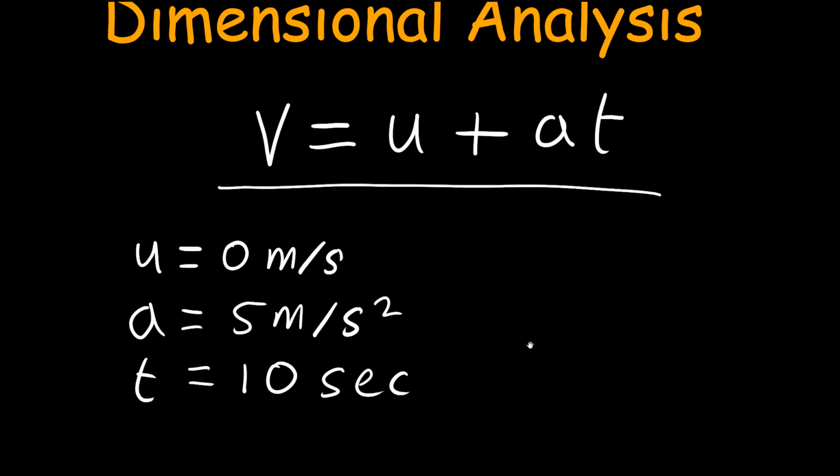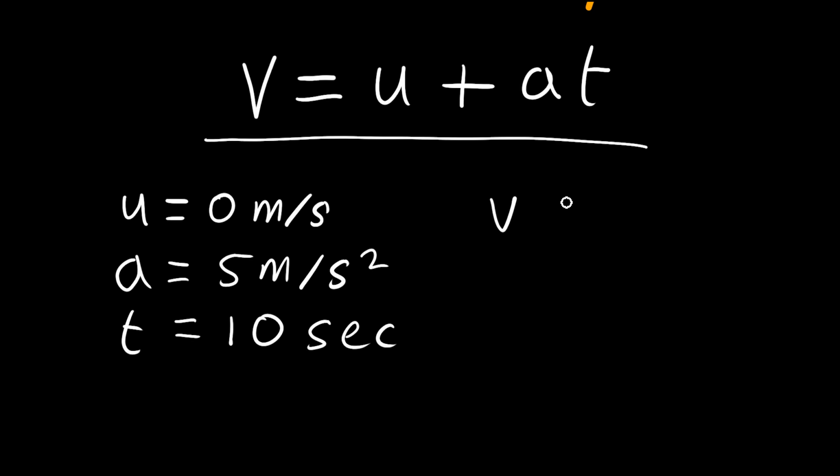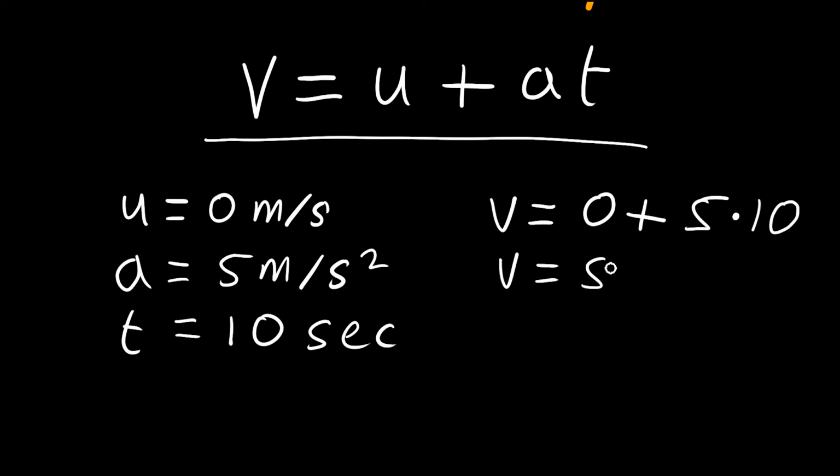Now, with this information, we can work out the final velocity of this particle. And the final velocity would be 0 plus 5 times 10. So our final velocity would equal 50 meters per second.